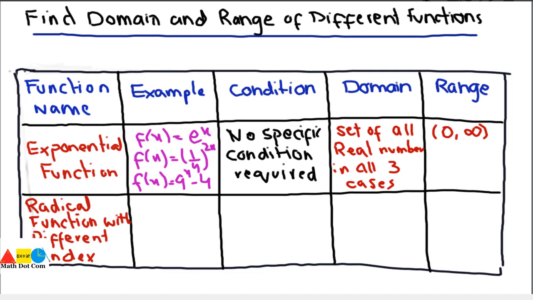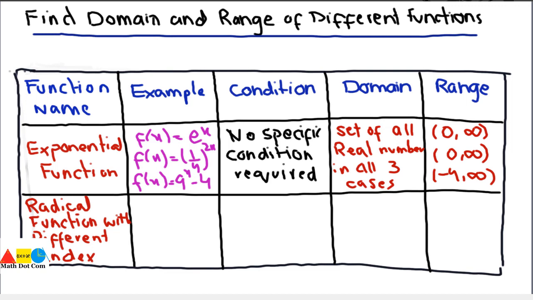Same is the case for f of x equals 1 by 4 raised to power 2x, where the range will again be 0 to infinity, as there is no addition or subtraction from the given function. But in case of f of x equals 9 raised to power x minus 4, how can you find the range? As the function is shifted by 4 units, the range will be minus 4 to infinity. This is because something is being subtracted, minus 4. Instead of 0 to infinity, this function has a range from minus 4 to infinity.